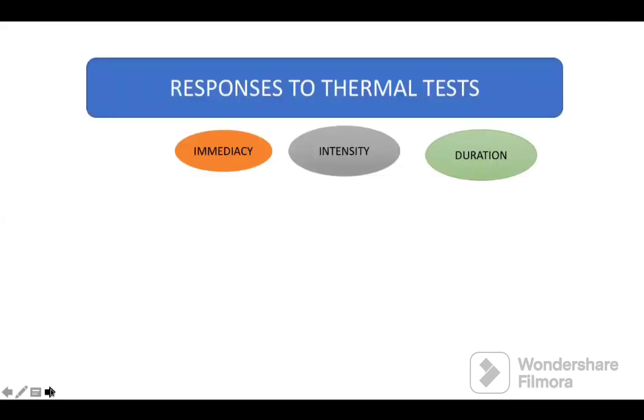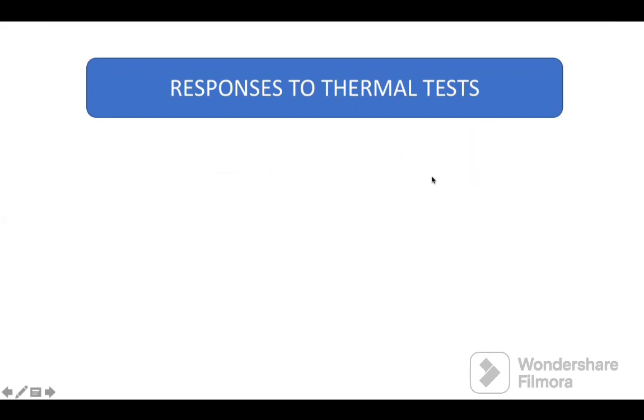So, what are the different responses to thermal tests? Whenever we note a response to thermal test, we should look at three things: the immediacy of the response, the intensity of the response, and also the duration of the response. There are different types of responses to thermal test. The first response is a no response. That is, absolutely there is no response from the patient, either of sensation or pain. This indicates that the tooth is non vital.